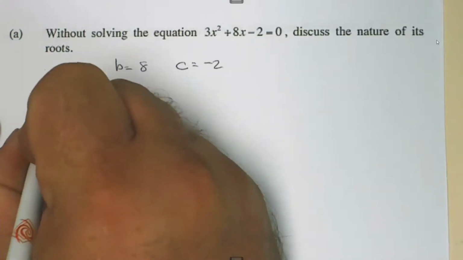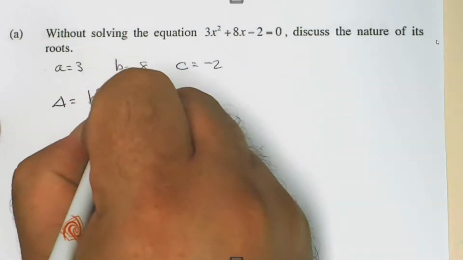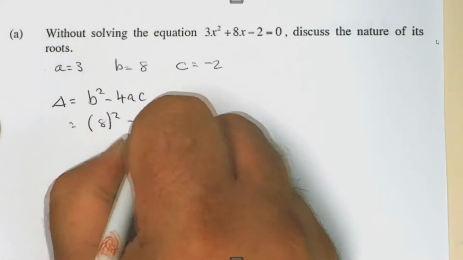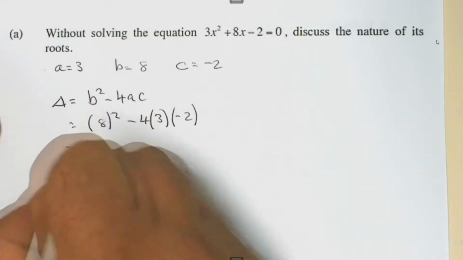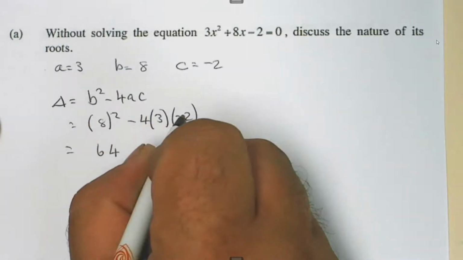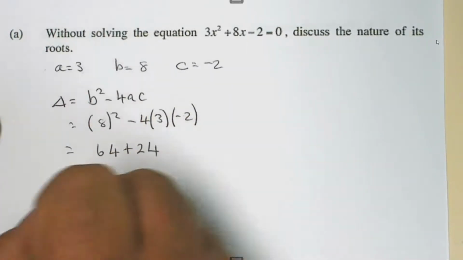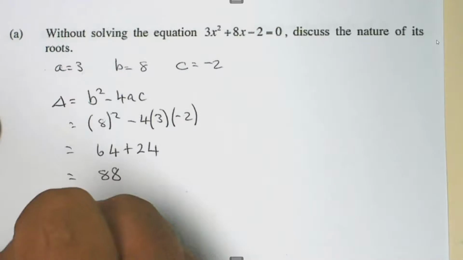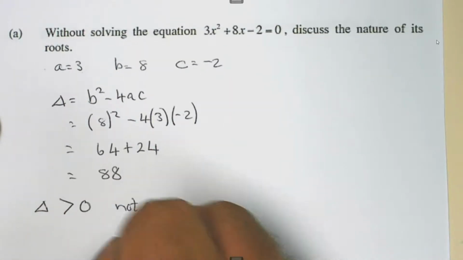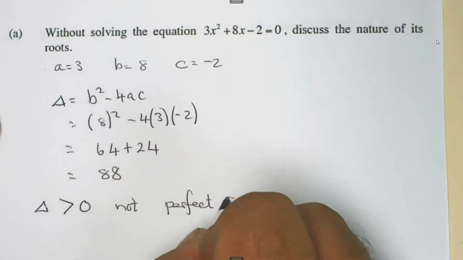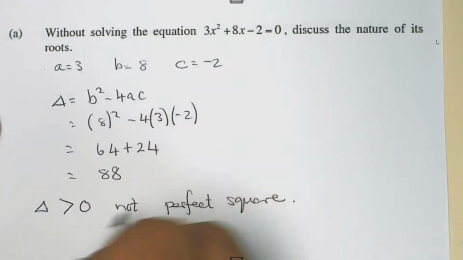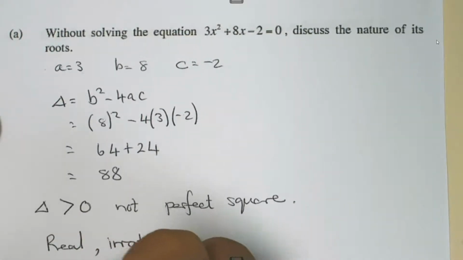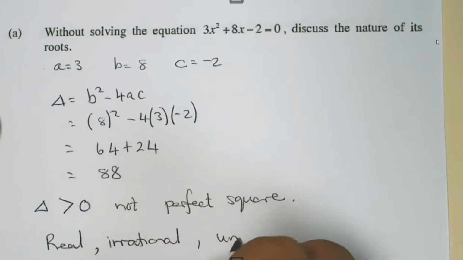Now delta is equal to b squared minus 4ac, which is 8 squared minus 4 times 3 times negative 2, which is equal to 64. Negative negative is plus. Plus 24 gives you 88. And if it's 88, then we can say delta is greater than 0, but not a perfect square. And if it's greater than 0, but not a perfect square, the roots are real, irrational, and unequal.